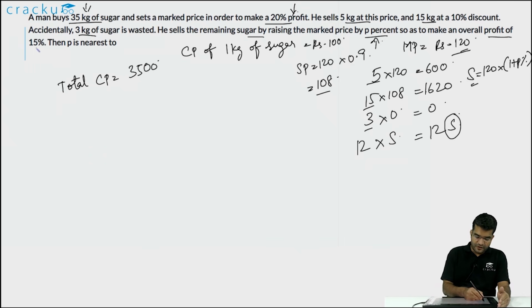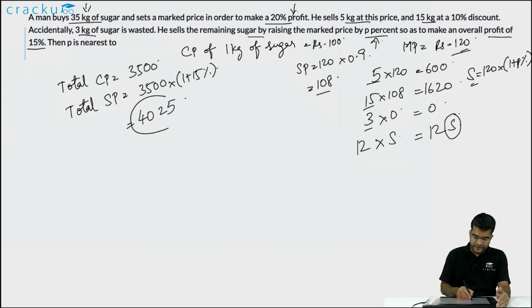We are also told that the overall profit that he made is 15%. So the total selling price is equal to 3500 into 1 plus 15%. You can use your calculator to calculate that. This is equal to 4025.